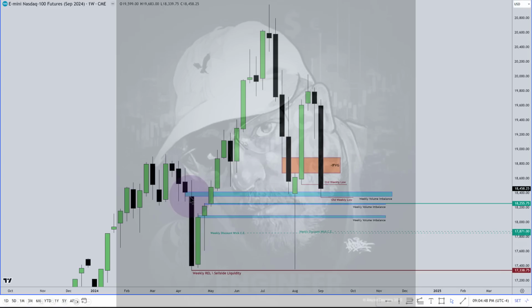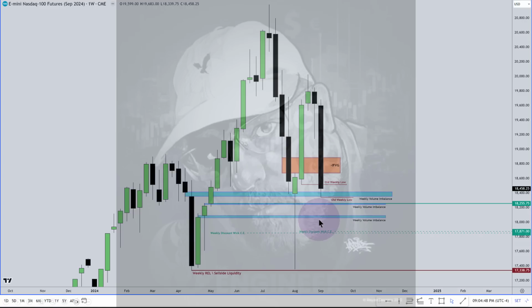This volume imbalance here, this volume imbalance, you'll see that it doesn't completely touch that. I'll explain that in a second. And this one here. Notice the setting in the lower right hand corner. I'm annotating the chart showing these 3 by contrast. These are weekly volume imbalances.